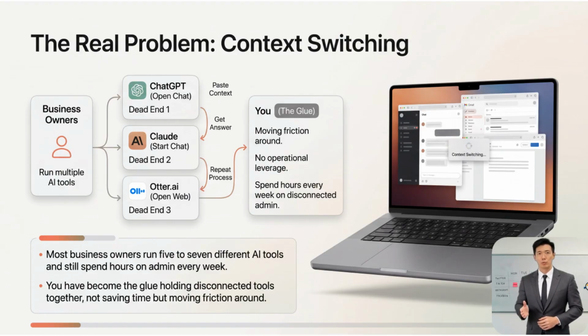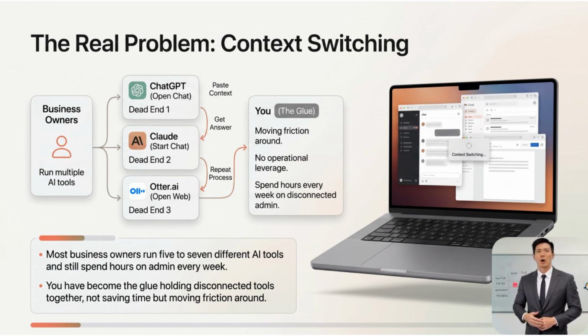That's the real issue. Context switching. You're the glue holding every disconnected tool together, and that job has no leverage. Alter fixes this at the operating system level. It sits in your Mac's notch. It sees your active browser tab, your open emails, your meeting transcript, and it works with that context automatically. You don't explain anything twice.